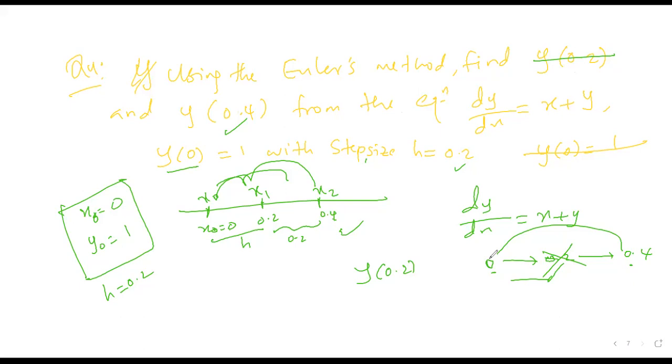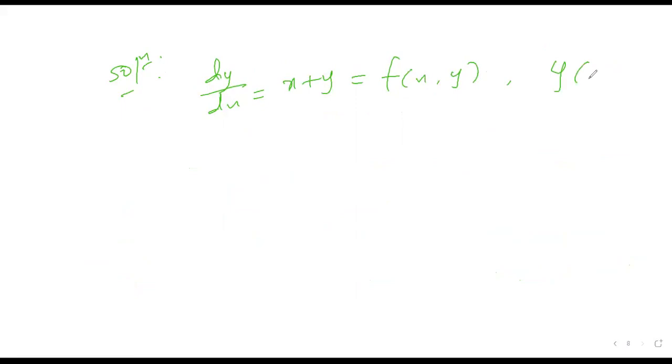So let's begin our answers. Since it is a one-step method, it is not a big thing. Our equation is dy over dx equal to x plus y, which is actually f of x comma y. Our initial point is y of 0 equal to 1, and therefore x naught is equal to 0, y naught is equal to 1. They are asking y of 0.2, therefore y of x1. Also they ask 0.4, which means y of x2.